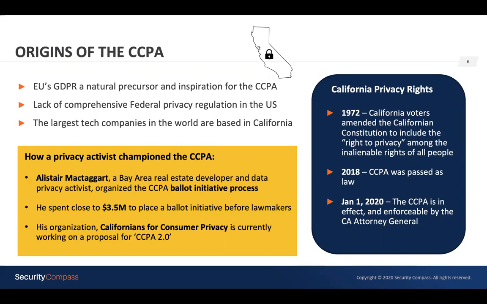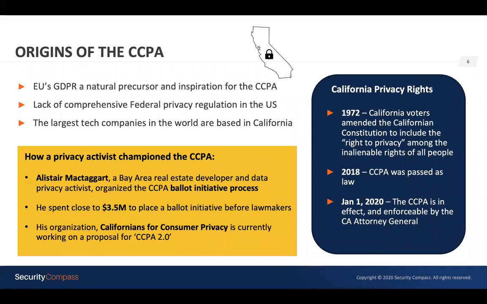Alistair McTaggart was a Bay Area real estate developer and a data privacy activist. He organized the CCPA ballot initiative process with his organization, Californians for Consumer Privacy, and funded this ballot initiative himself. He spent close to $3.5 million lobbying lawmakers and negotiating the contents of the bill. The CCPA is notable because it places regulations and restrictions on some of the largest tech companies in the world that are based in California.